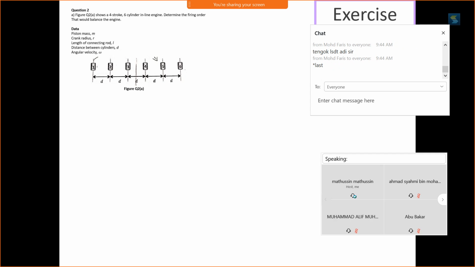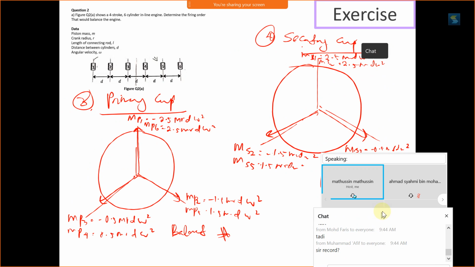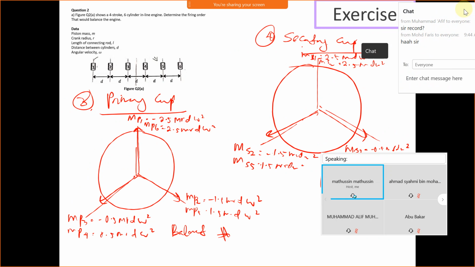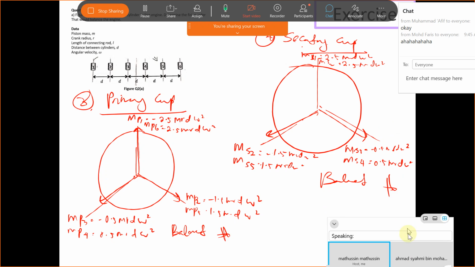Tengok dekat apa tu? Dekat last apa? Last slide. Yang mana ni? Last tadi. Yang ni ke? This one. Kenapa? Ada, saya ada rekod, nanti saya masukkan dalam e-learning. Okay.